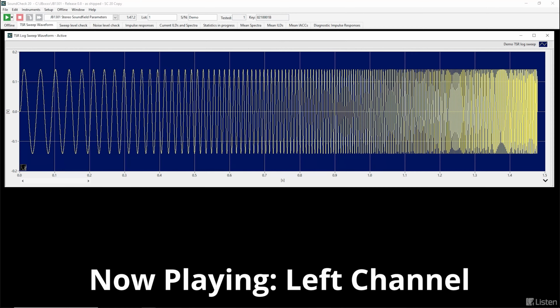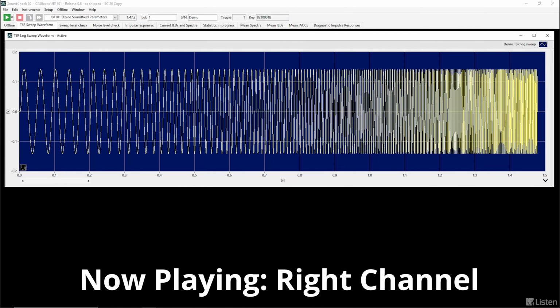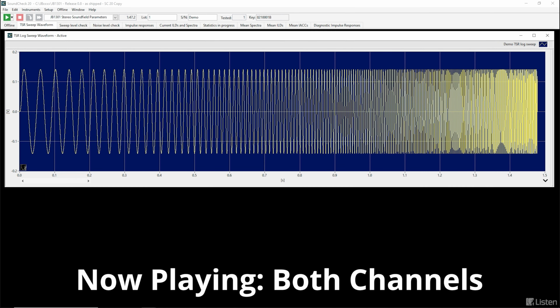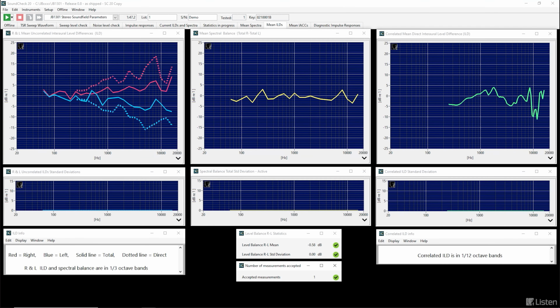The Soundcheck measurements start with a log sweep played first to the left channel, then to the right channel, and finally to both channels. For each sweep, the frequency responses from the hat's ears are analyzed using time-selective response.